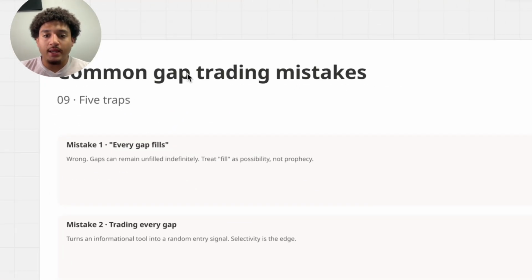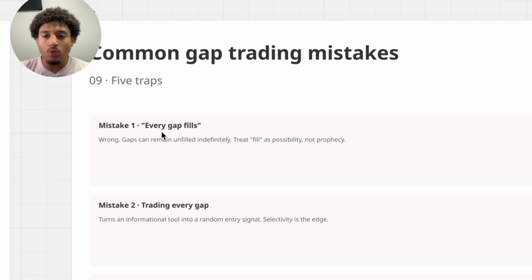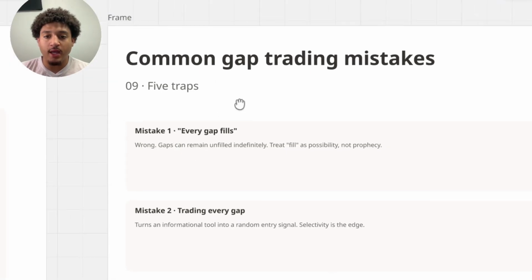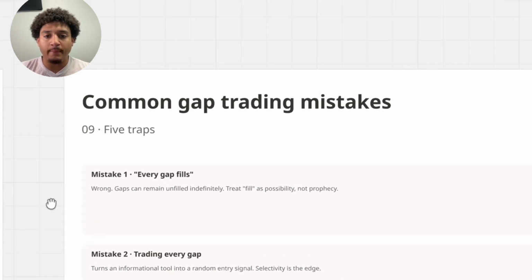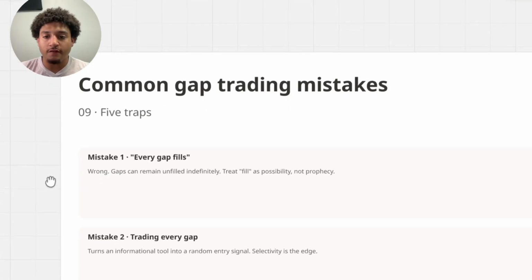Now, common gap trading mistakes. Mistake 1 is thinking every gap fills. Like I've been saying, gaps can remain unfilled indefinitely. Treat fill as a possibility, not a prophecy. It's not going to for sure get filled. Just because a gap is created does not mean we are going to push back to it and reject off of it. In fact, a lot of the time a gap is created and we just push all the way up, just keep going. Gap gets created, we just keep going up, or vice versa. A gap gets created, we just keep going down. Price doesn't always come back and reject off of it, which is fine.